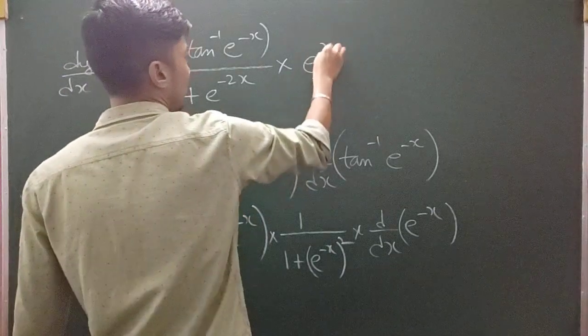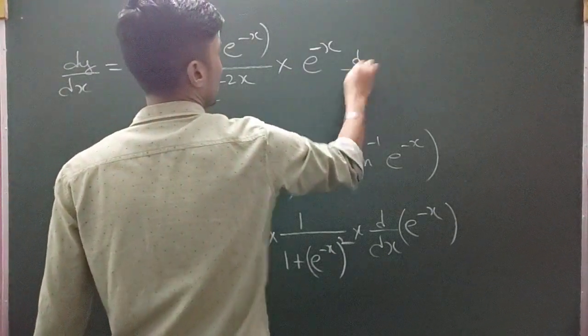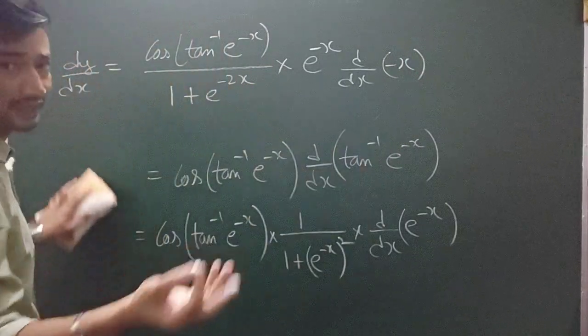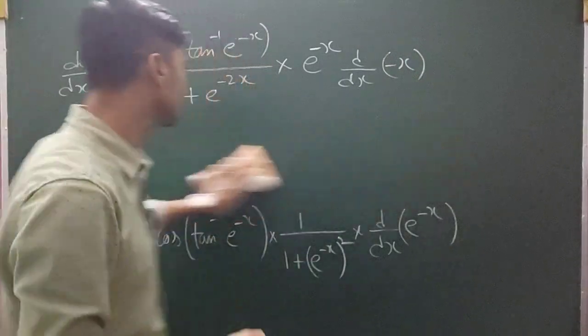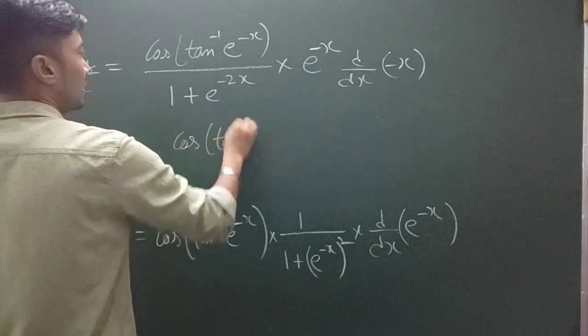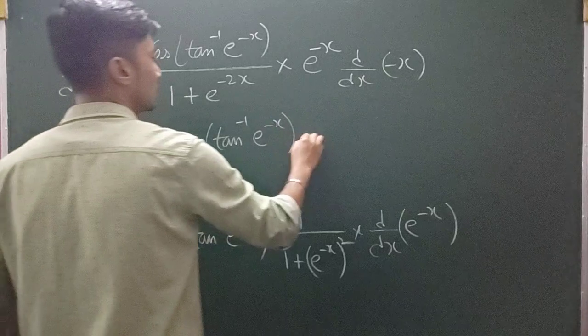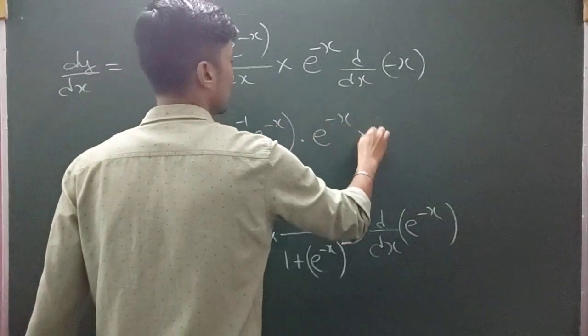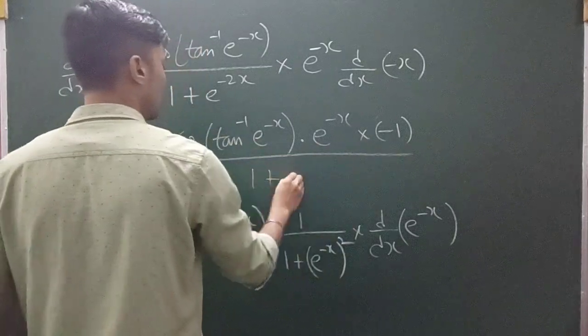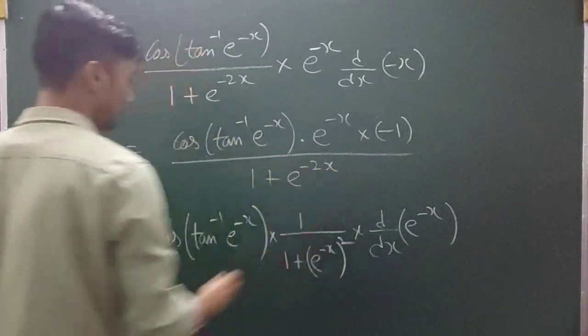what is derivative of e power x? E power minus x only, but again we'll have to continue with our differentiation of minus x. Chain rule concept. So that's going to be cos of tan inverse e power minus x into e power minus x into minus 1. Therefore, you can understand that 1 by e power minus 2x.